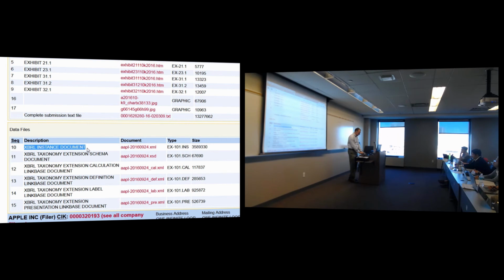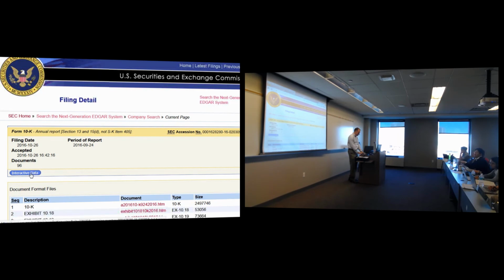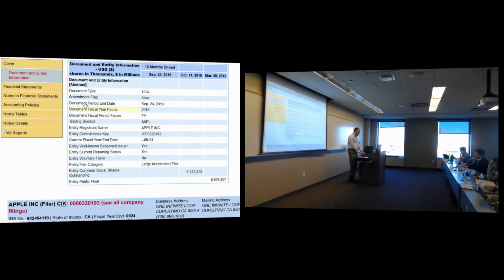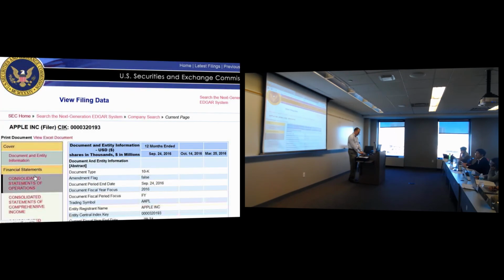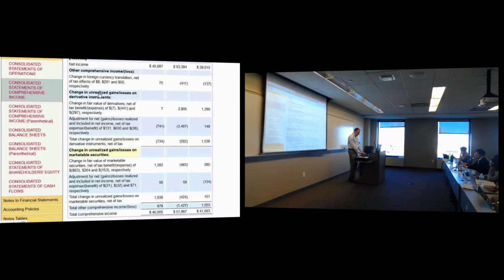There's other information too. So there's an instance document. If you want to look at this interactive data button, this is built off of the XBRL data, right? So it's interactive because I can click on everything here in the table, and it'll give me the name of the tag associated with it. So let's go to financial statements, consolidated statement of comprehensive income. Let's look at this net income, okay?